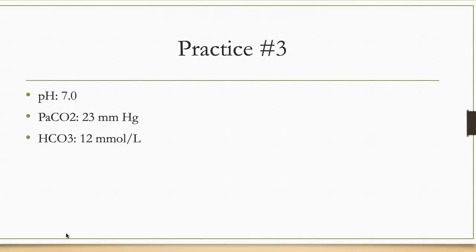So our next practice problem is right here. I'm going to let you guys think about it for a second, and then we're going to go over it. So for the pH, we're acidotic. The CO2, we are alkalotic. The bicarb is acidotic. So as you can see, the pH is not normal, and the bicarb is acidotic as well. So we're looking at partially compensated metabolic acidosis. And that is because the CO2 is alkalotic. The body's trying to correct itself.